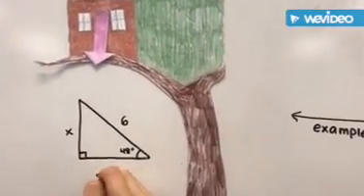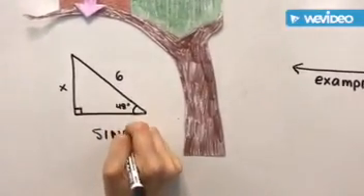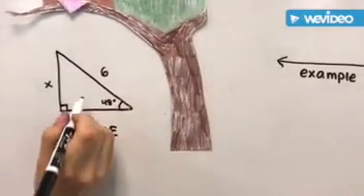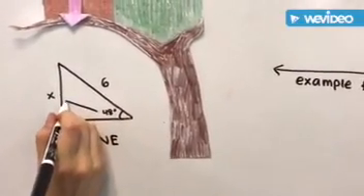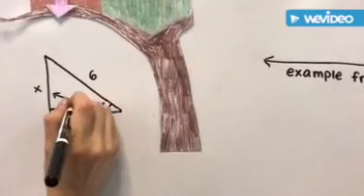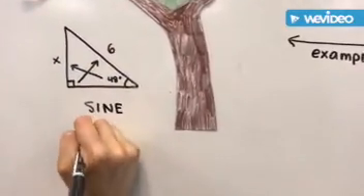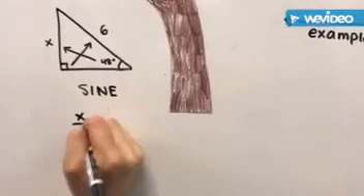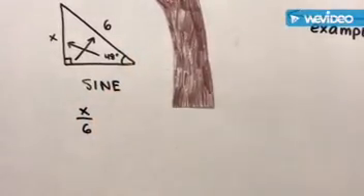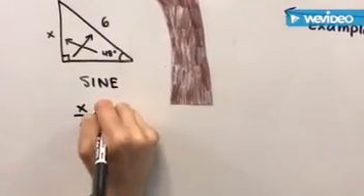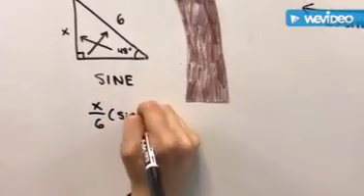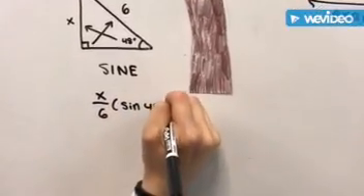To set this up, you would use sine. For this problem, you would use the opposite side of the known angle over the hypotenuse. To set this up in an equation, you would do x over 6. Then you multiply it by the sine of 48 degrees. Now you multiply everything times the sine of 48.